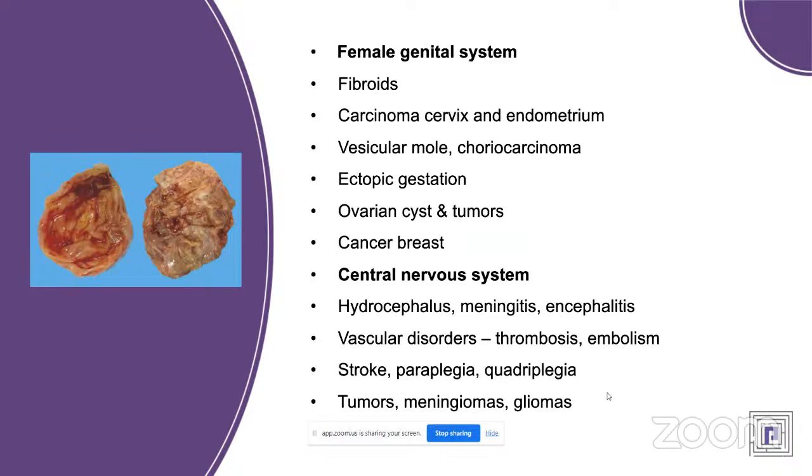Our next system is the CNS, Central Nervous System. Under this system, inflammatory conditions like hydrocephalus, meningitis, encephalitis, vascular disorders, in which thrombosis and embolism are discussed, and then stroke, paraplegia, quadriplegia, tumors, meningiomas, and gliomas. The most common tumors in the CNS are discussed.